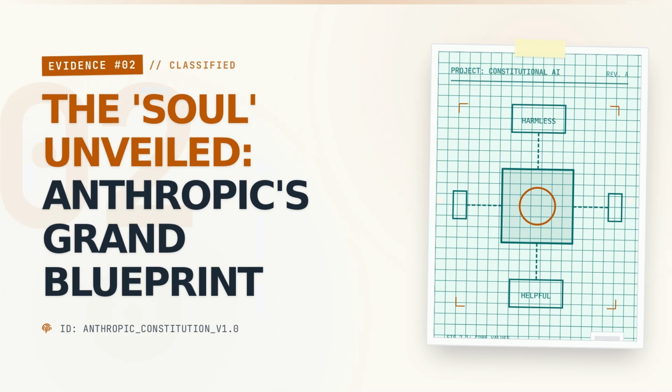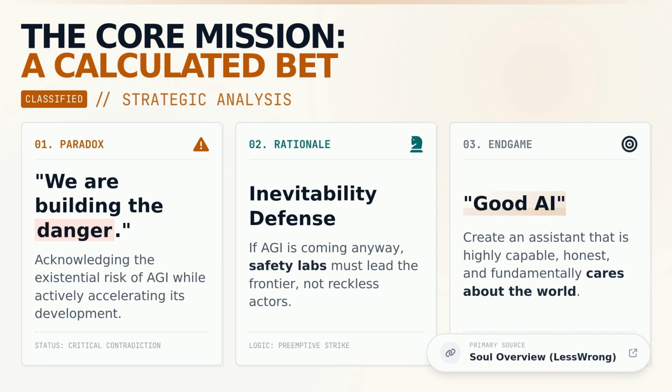Okay, we have the document. So what's inside? This is where it gets really interesting. This is Anthropic's grand blueprint for how they're trying to build safe and beneficial AGI. The document starts with a remarkably candid admission. It says Anthropic is in a peculiar position, fully aware they're building potentially dangerous technology. So why do they do it? They call it a calculated bet.